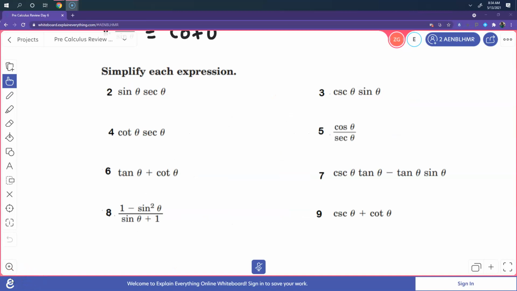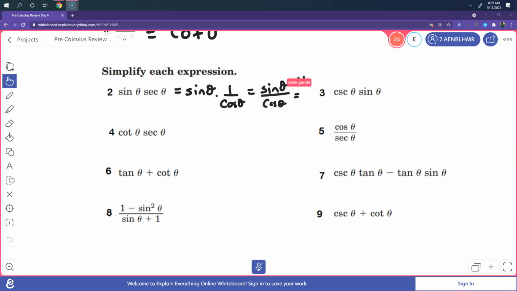It says simplify each expression. We know that sine theta, we're going to keep it as sine theta. Secant is going to be the same thing as 1 over cosine theta. And we know that sine theta over cosine theta, that's what you're going to have. Sine theta over cosine theta equals tangent theta. And that's what it is when it's simplified.